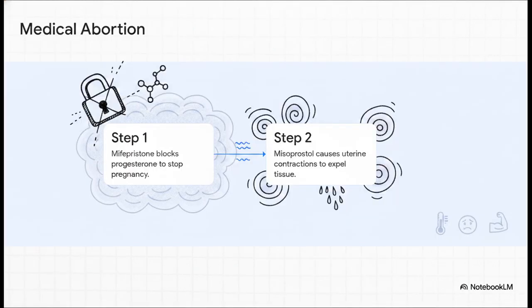Let's look at the precise 1-2 punch of the medication mechanism for medical abortions, because the biology here is super interesting. Step 1, mifepristone. This blocks progesterone, which is the hormone absolutely crucial for a pregnancy to progress. Without it, progression stops in its tracks. Step 2 is misoprostol. This medication induces uterine contractions, effectively mimicking a natural miscarriage to expel the pregnancy tissue.